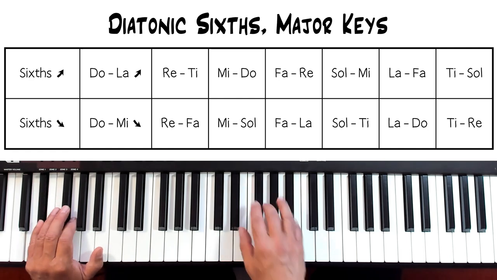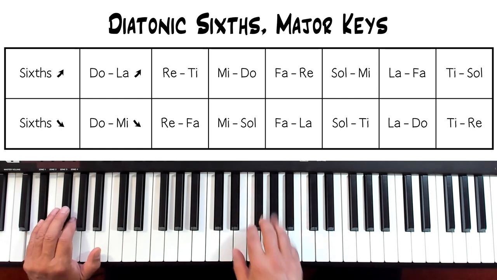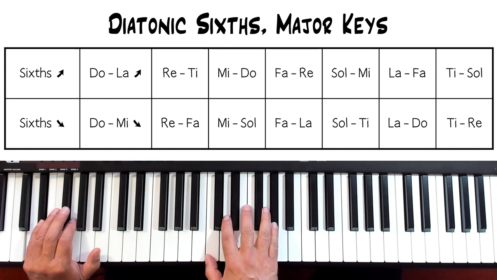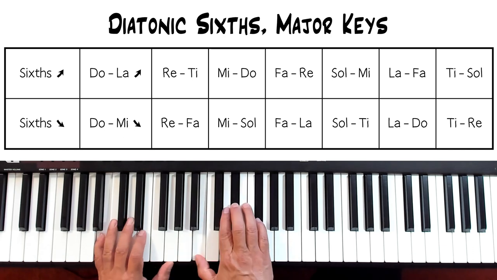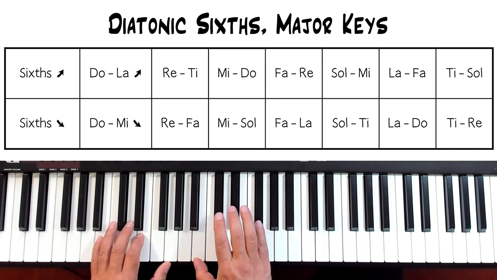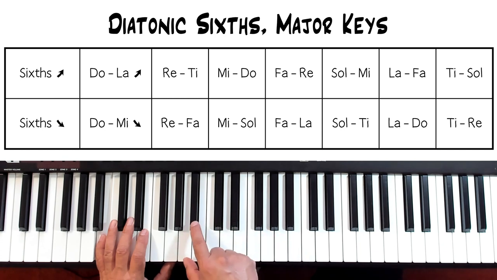We're gonna sing fa, la, descending. Fa, la. And let's move on to the key of B. I'm gonna sing sol, ti, descending. Sol, ti.